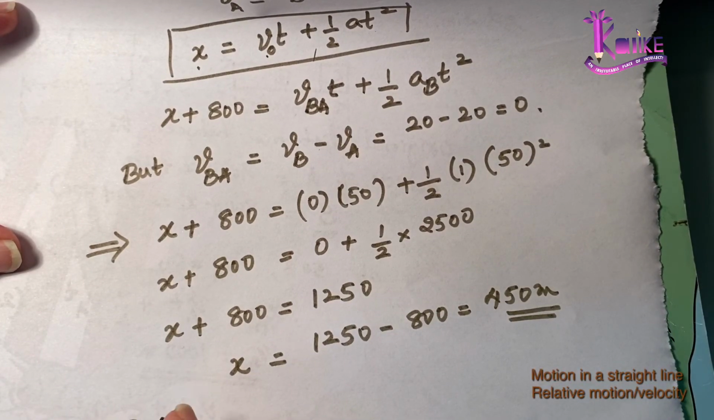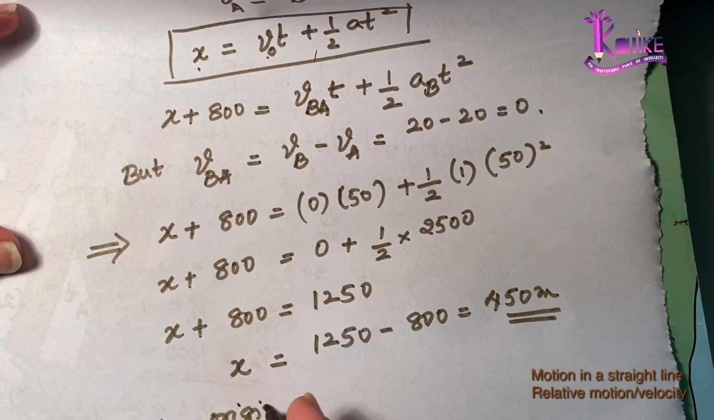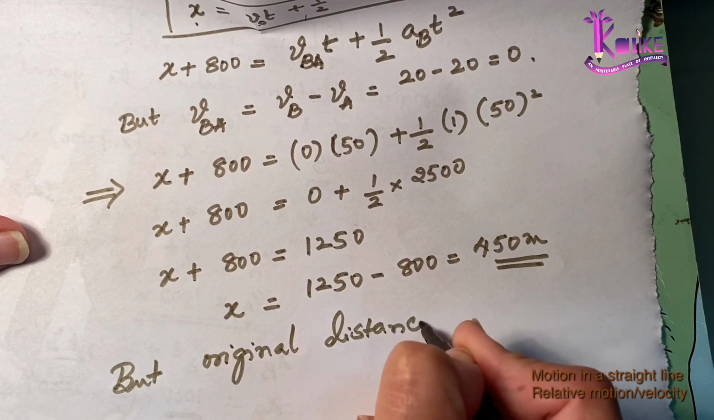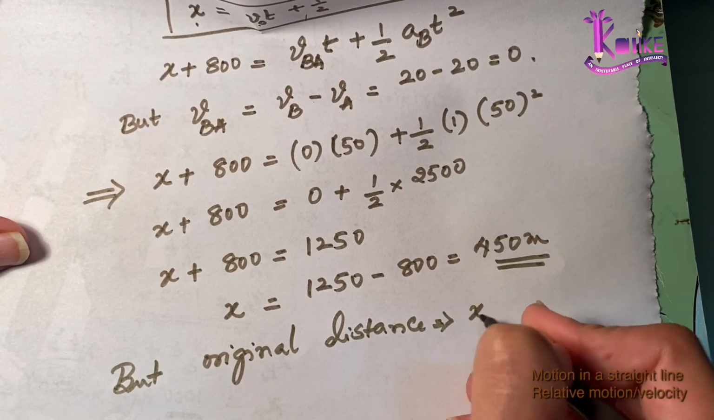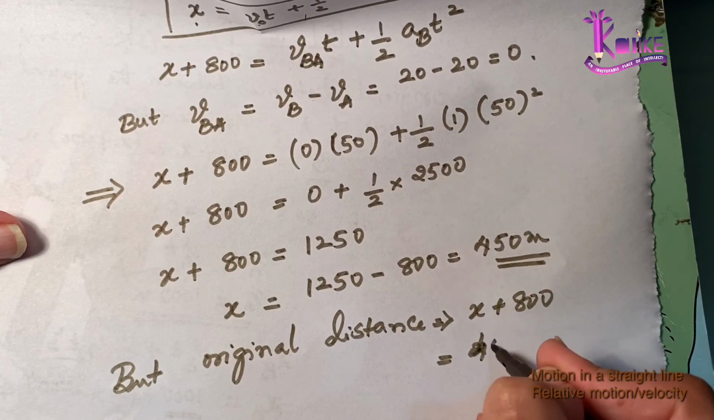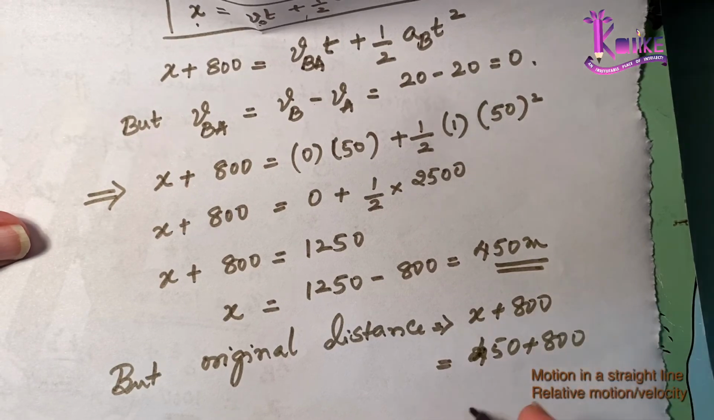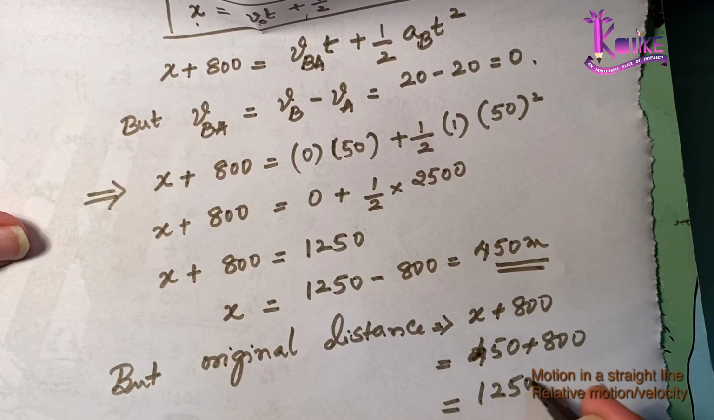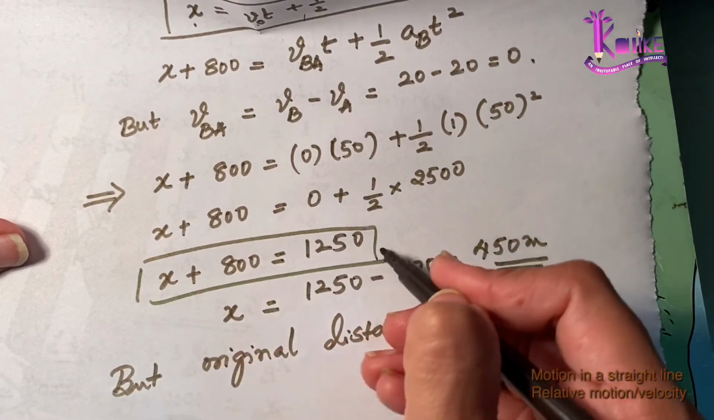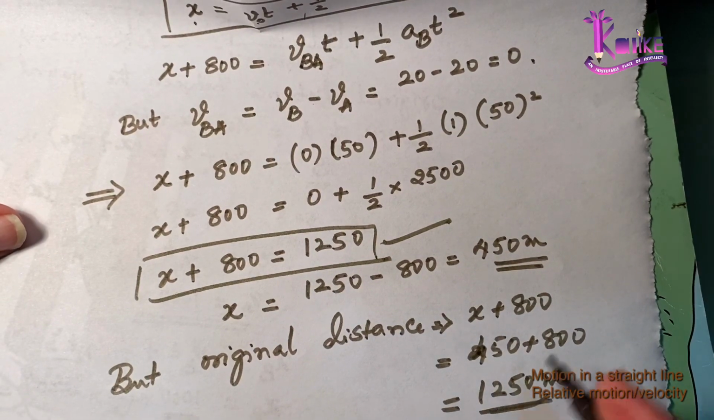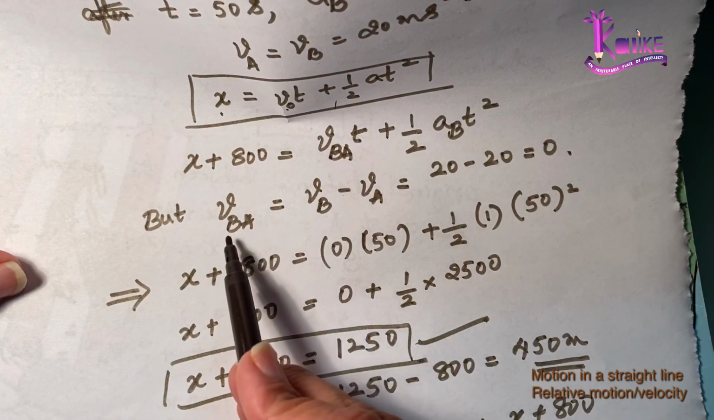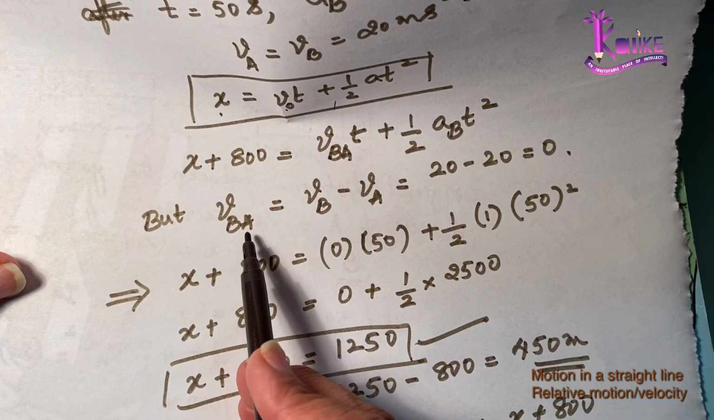But original distance is given by x plus 800. So x is 450. So 450 plus 800, we get 1250 meter, which you have actually got here, right? So this is the actual answer. So this is another method of solving the numerical using relative velocity, because both the reference frames are in motion with respect to each other.